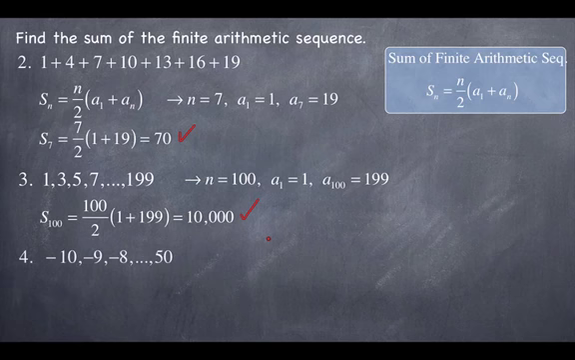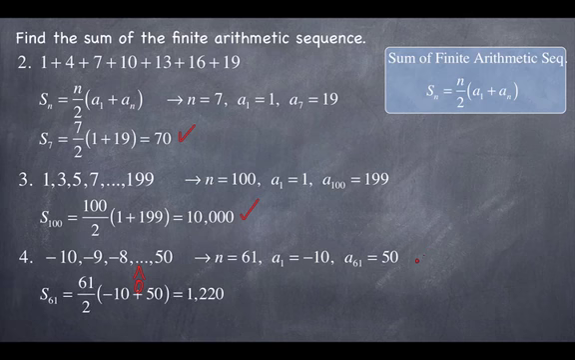Number 4, it's just a little bit different. You have to be careful here. n is actually 61. You're going from -10 all the way to 50, and you cannot forget that we have 0 as well. That's where the 61 terms come from. And then the first value is -10, the last value is 50. You plug this information into the formula, and you end up with 1,220. Let's move on to the next slide.